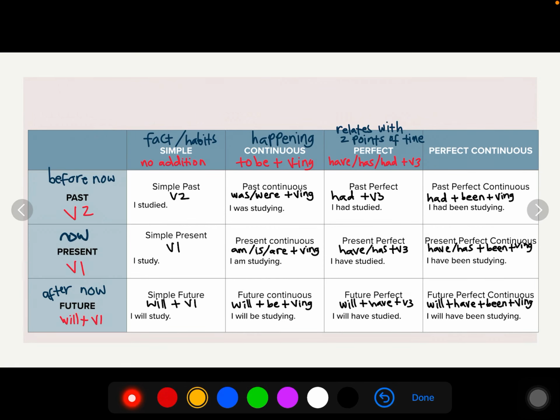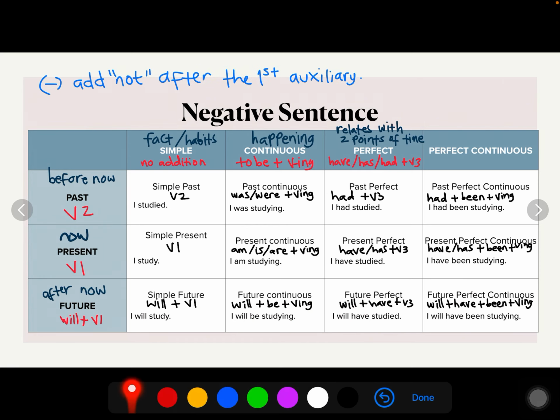Well, in this video we are going to talk about how to change a positive sentence into a negative sentence. In English, in the previous video we discussed the structure that we see in here. So if you haven't watched the previous video, please watch it so that you can understand it clearly. Now, the principle for a negative sentence is we just need to add not after the first auxiliary.